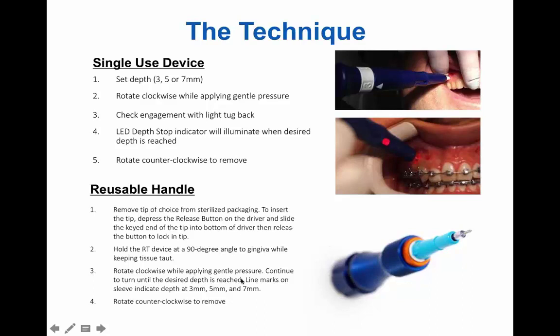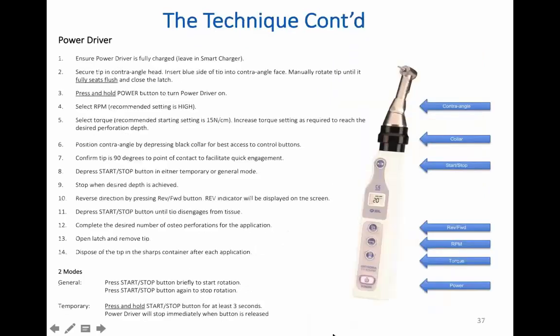So you hold it at a 90-degree angle, and you rotate clockwise to perforate, and then you rotate counterclockwise to remove. And then once that screw has disengaged from the tissues, you can pull it out and go to the next spot. It is so easy and it's so quick to do.